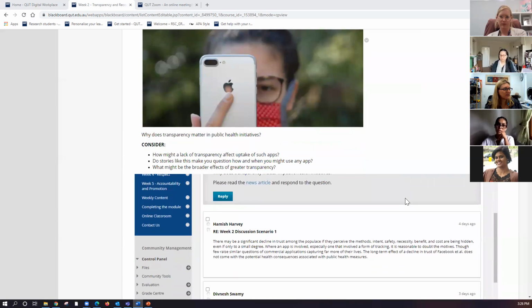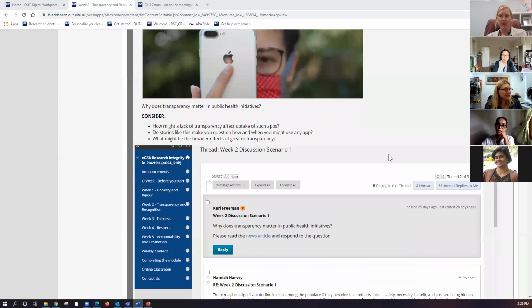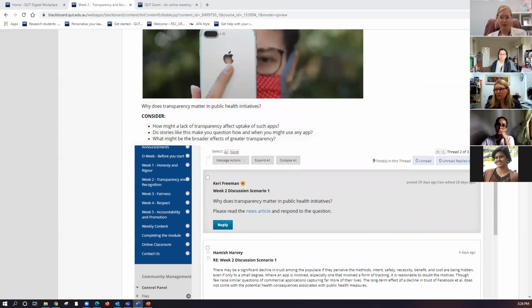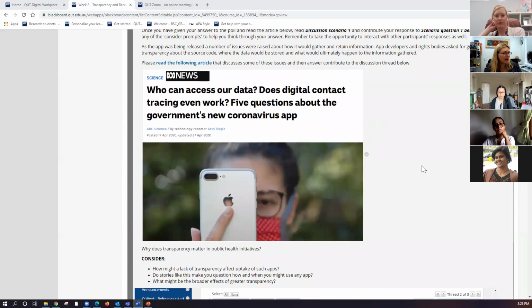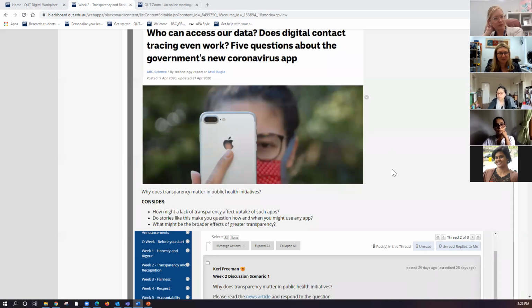Yeah, true. Okay, interesting. All right, so that really leads into the first discussion that we had, looking at that article and why transparency matters, particularly in public health initiatives.